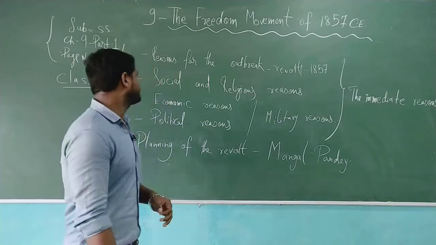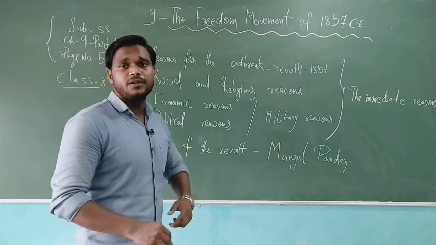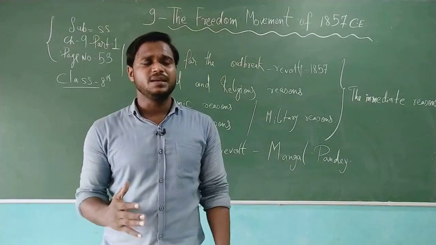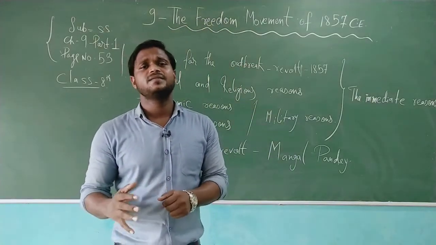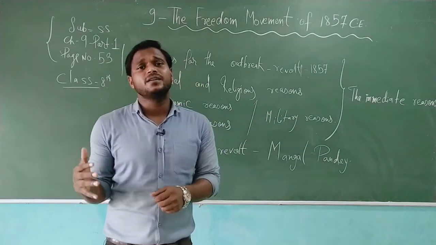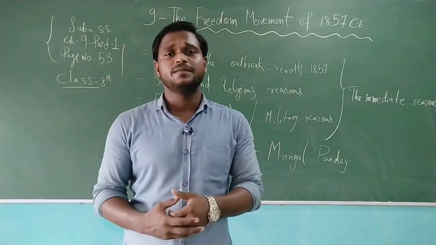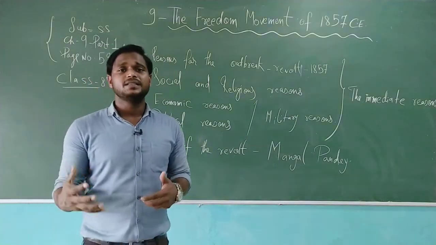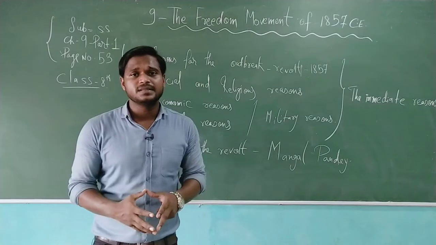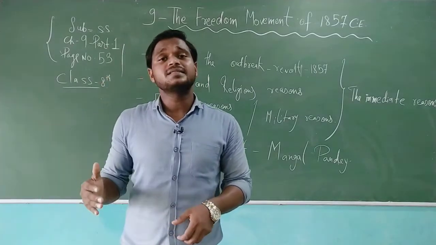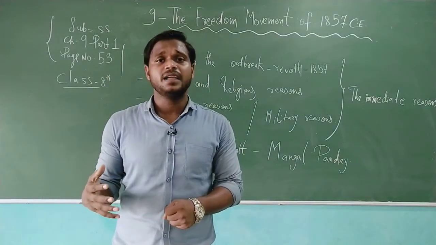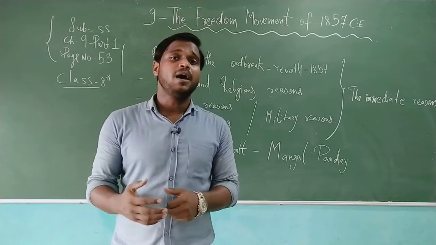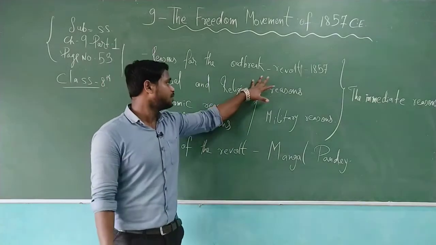Now focusing on the first topic, reasons for the outbreak of the revolt, 1857 CE. So what was that? See, the main reason for the revolt of 1857 CE was the widespread awareness among the people in India, and also the suppression policies and other policies which the Britishers adopted. We can say that the empire in India, the Britishers, expanded, and that's how our people came out with the outbreak of the revolt of 1857.